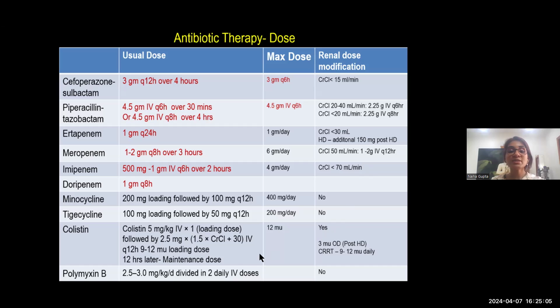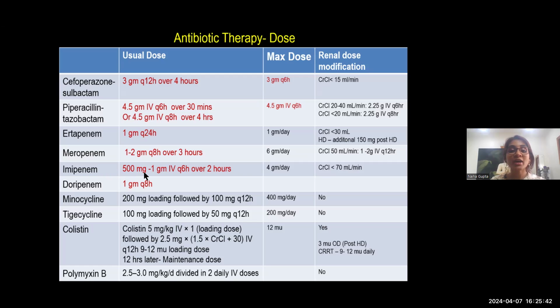This is a table which briefly summarizes the antibiotics with their doses. Ertapenem is usually recommended as 1 gram once daily because it is highly protein bound and has a longer half-life of 4 hours. Meropenem is usually recommended at 1 to 2 grams depending upon the severity as well as the site of infection. So in critically ill patients, and in patients where the site of infection is brain or bone, where the penetration of the beta-lactams is limited, a higher dose is recommended.